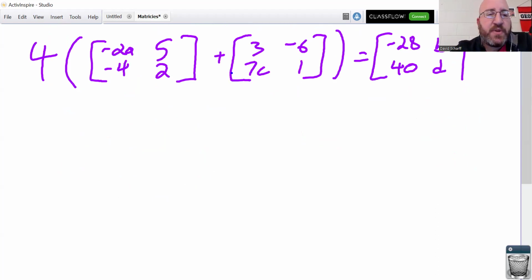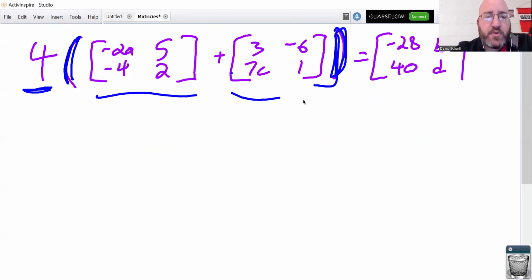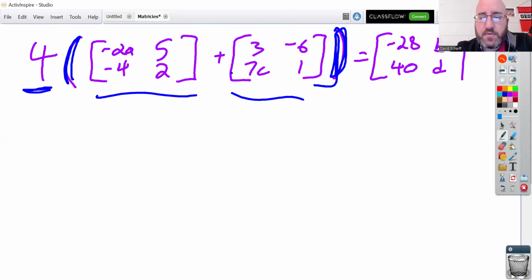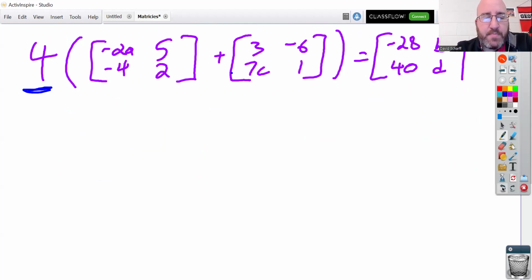Last one for the scalar multiplication. So you're going to see a similar problem to what we just did, but now if you look at this 4, it's outside of parentheses. And within those parentheses are both of my matrices that I'm adding together. Disclaimer, this example is adding, but you can also subtract as well.